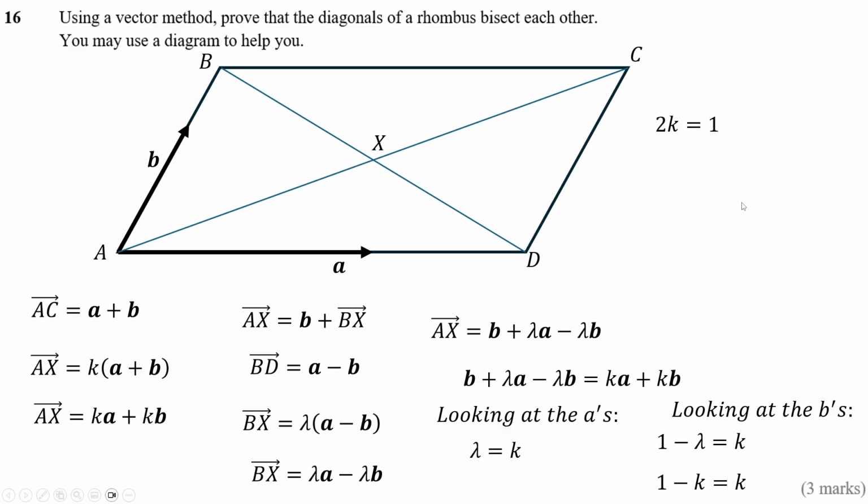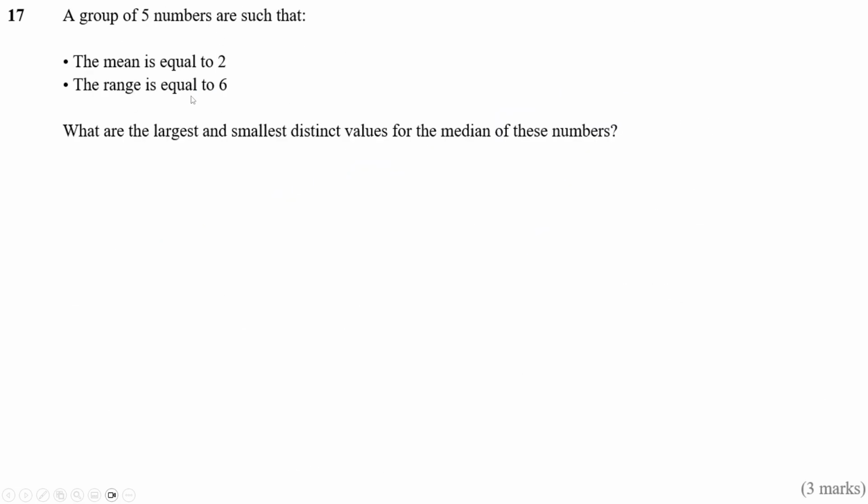So 2K equals 1, or K equals a half. That means lambda also equals a half because they're the exact same. If it's a half, it's going to be half of that full line. Bisector, bi, to cut in half. Therefore, it's proven.